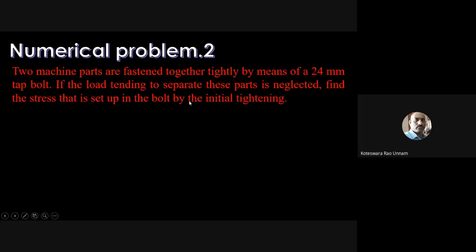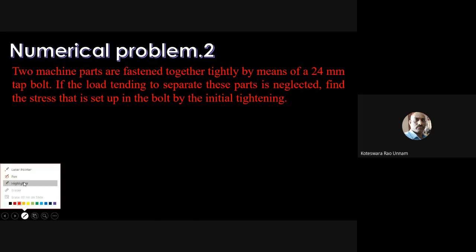Okay, right. Then the next problem. This is also straightforward and simple. Here he clearly mentions that it is due to initial tightening only. The problem goes like this: two machine parts are fastened together tightly by means of a 24 mm tap bolt. If the load tending to separate these parts is neglected, find the stress that is set up in the bolt by initial tightening. This is the problem statement.